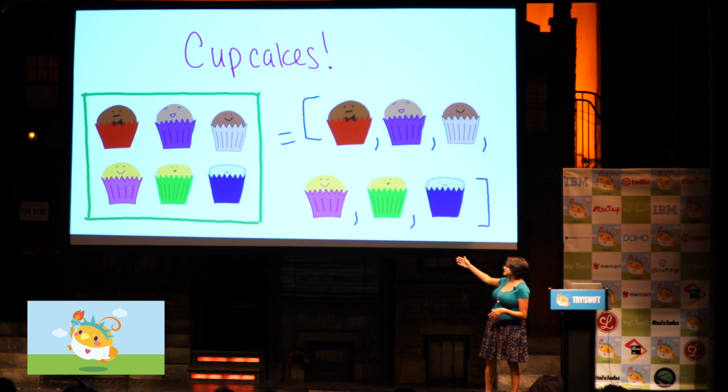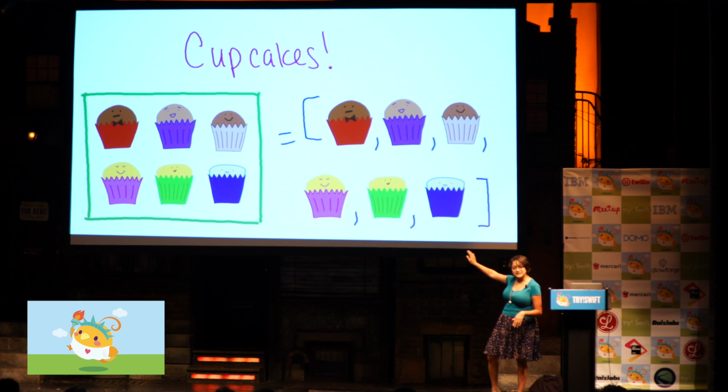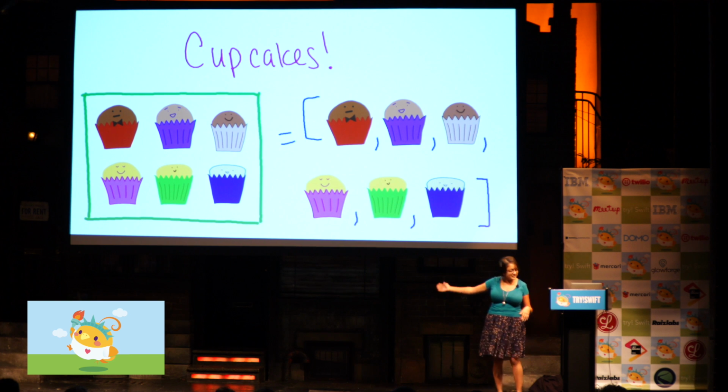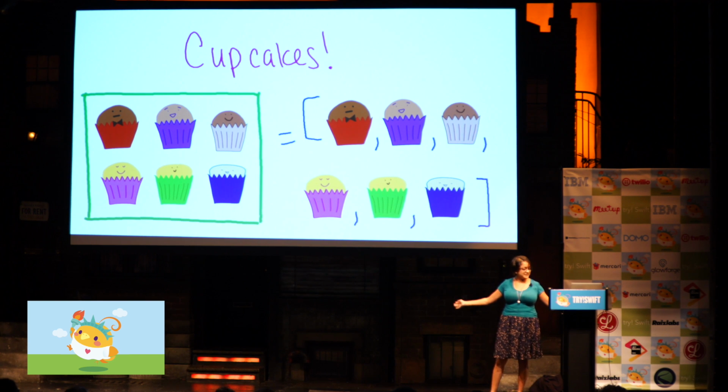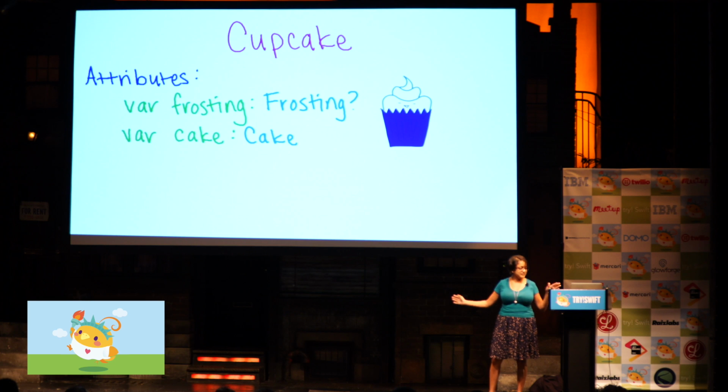Okay, so there's cupcakes. A box of cupcakes is represented by an array of cupcakes. Fairly straightforward. These cupcakes are all unfrosted cupcakes of diverse cake flavors. So remember, we have a lot of diversity in cupcakes. Cupcakes have two attributes. They obviously have cake, that's not optional, and then they have frosting, which is optional.